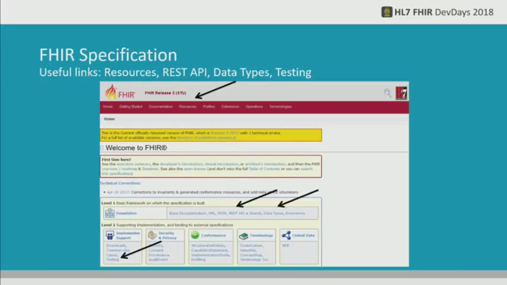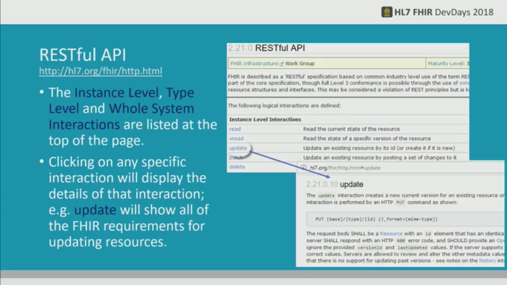FHIR specification, just some key elements. The resources up at the top there. You've got the RESTful API, data types, and of course, I like testing down there, so I have to keep promoting that. The RESTful API, everything in the FHIR spec, if you've been through it already, you know that everything's linkable, right? So if you go to the RESTful API page, you can click on the update and just drill right down to where the update definition is.